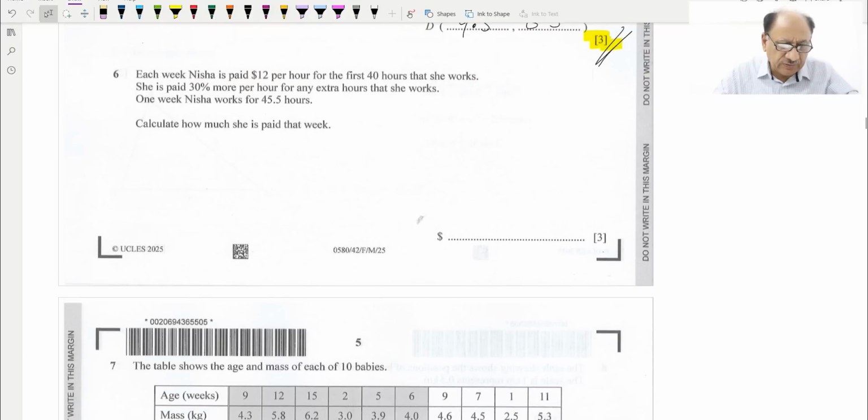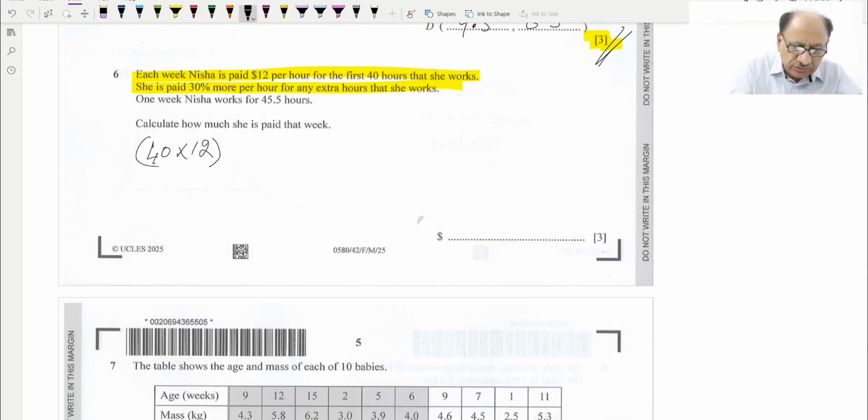Now question number 6. Question number 6 says each week Nisha is paid $12 per hour. For the first 40 hours that she works, she is paid 30% more. So for the first 40 hours she will be paid the $12 rate. This is the first portion, and 30% more of the $12 rate. So we will calculate 30% more, meaning 130.